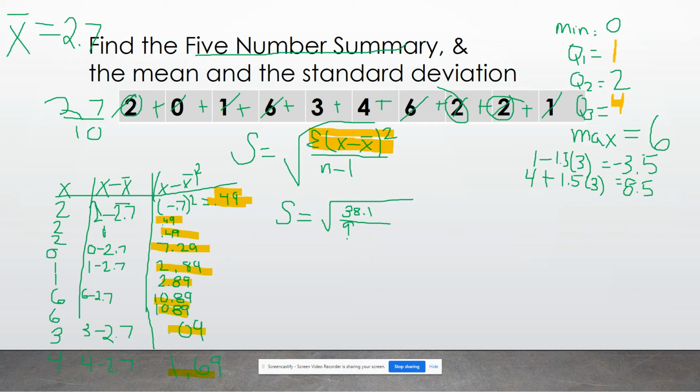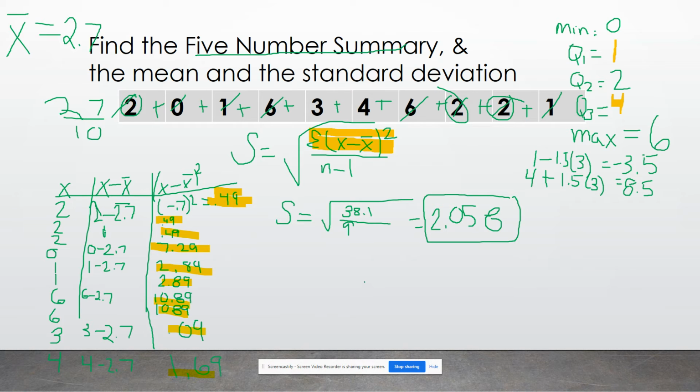Okay, so then 38.1 divided by 9, and then take that answer and square root it, is going to give me 2.058. All right, so my average was 2.7. My standard deviation was 2.05. My 5-number summary was 0, 1, 2, 4, and 6. Okay, so we're looking pretty good here.